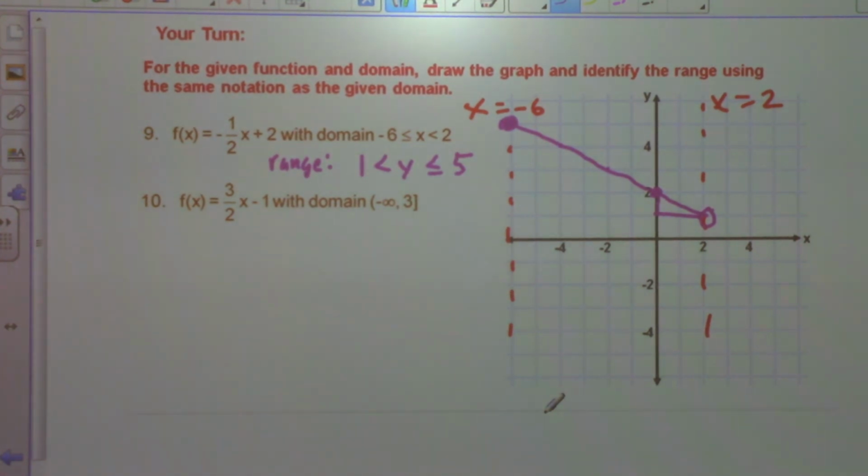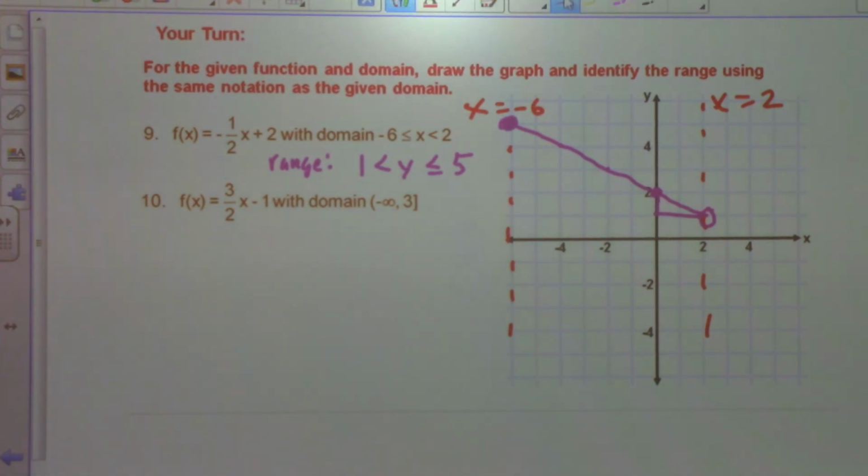I guess if you wanted to, could you write this instead as 5 is greater than or equal to y, which is greater than 1? Could we write it this way? Would this still be a mathematically correct statement here? Yeah, it would be. But this does not follow the lowest number to greatest number convention. All right?